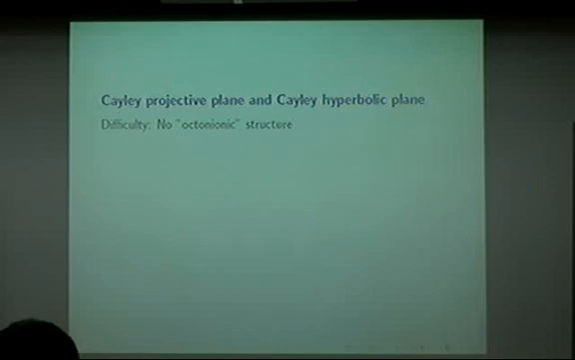The real dimension of these planes is 16. The octonions have real dimension 8, so when we build a plane over them, it is 2 times 8, which is 16. That's the real dimension.